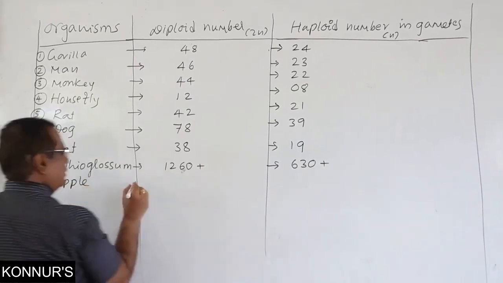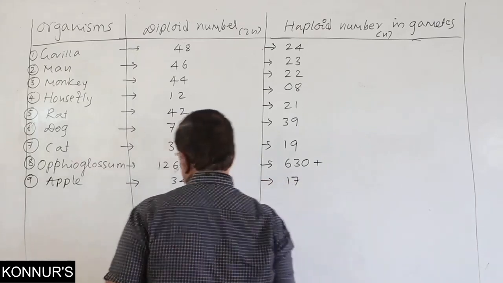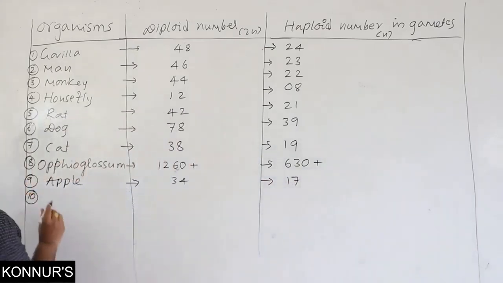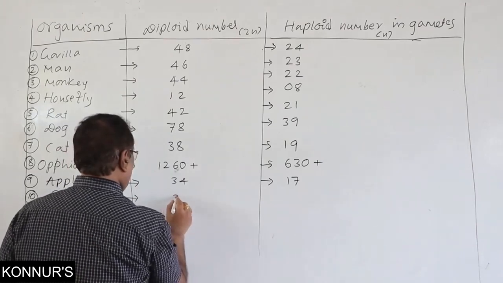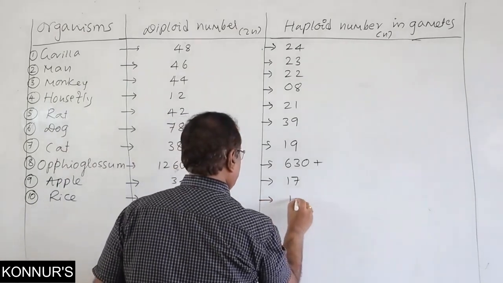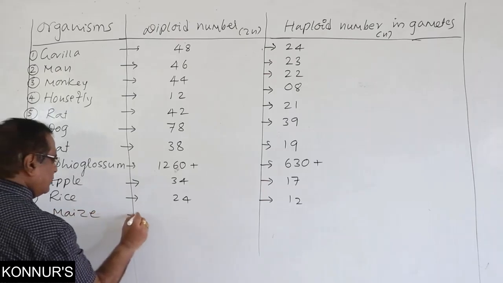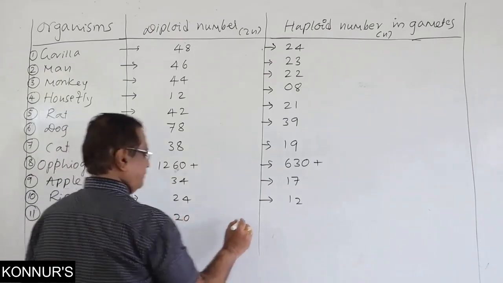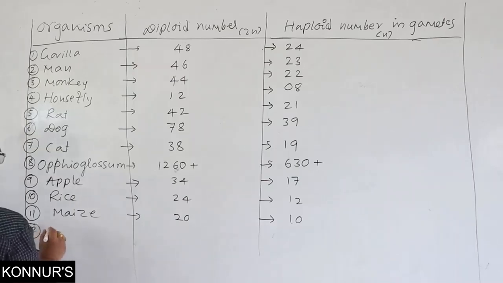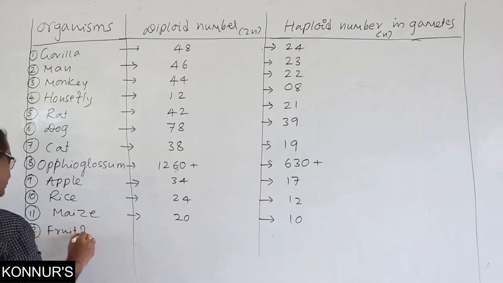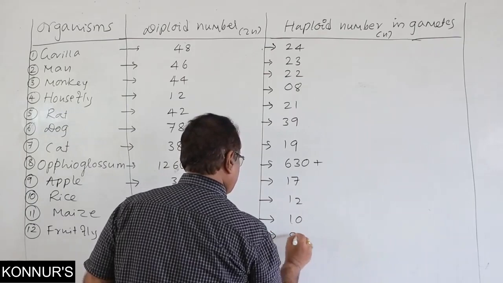Apple, 34, in their gametes, 17. Rice, chromosomal number is 24, in their gametes, 12. Maize, total number of chromosomes, diploid number 20, in their gametes 10. Fruit fly, total number of chromosomes is 08, in their gametes 4.